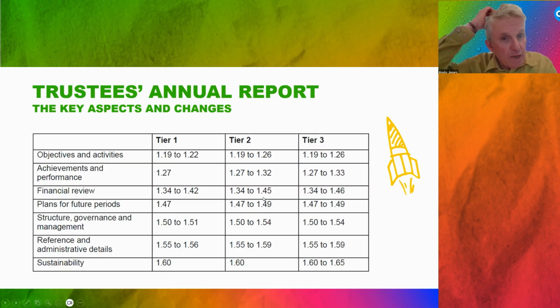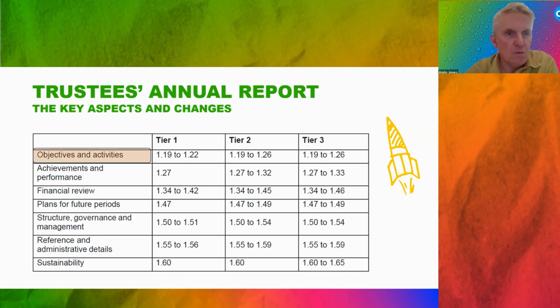Now, this table, I'm not going to go through all the paragraph sections. What I just really wanted to highlight with this is the key areas of the trustee report, the ones that have got the key changes and that I'm going to talk through. So, in terms of objectives and activities and achievements and performance, relatively minimal changes, and I know Glenn's covered this. So the main change here is just around the use of volunteers, and I'll come on to talk about that. Financial review is an area where there's a big change, and Glenn's highlighted that.